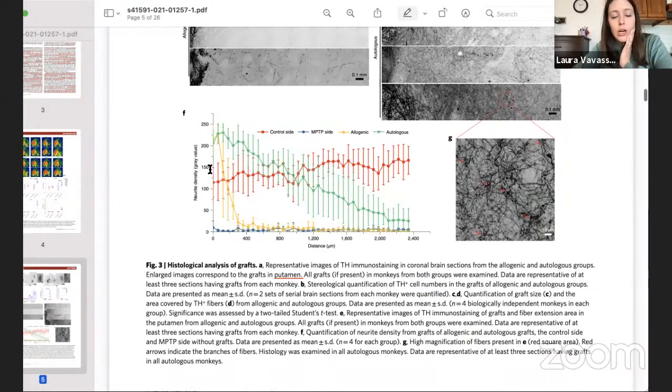So compared to a control condition that is given by the side that was not lesioned, in which the neurite density is more or less the same across moving from the site of the graft, which is the 0 here. On the other hand, for the allogenic transplant, we have this decrease of the presence of these neurons quite near from the site of transplantation, while for the autologous group, we can see that the decrease is more gradual, and we can still have traces of these neurons also at quite a far distance from the transplant site.